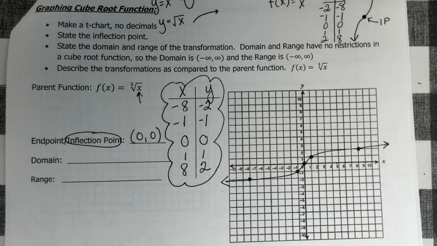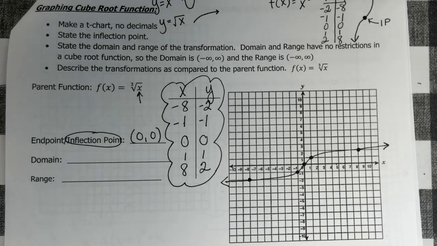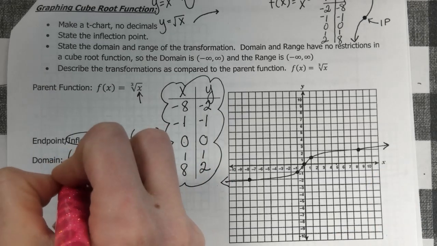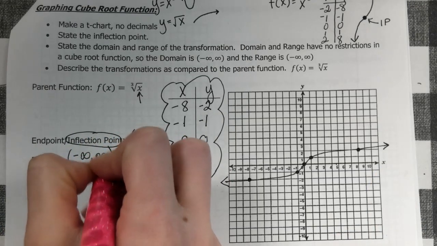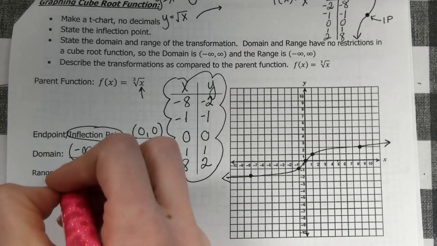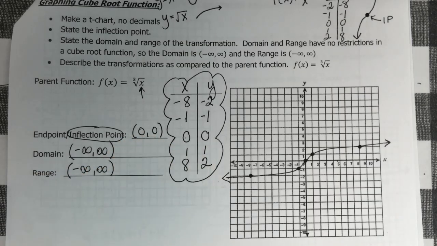So if I don't have a restriction, what's my domain? Do I have a restriction on the left? No. Do I have a restriction on the right? No. So how do I write my domain? Negative infinity to positive infinity. Okay, now if I look bottom to top, do I have a bottom boundary? No, I have arrows. Do I have a top boundary? No, I have arrows. So what's my range? Negative infinity to positive infinity.